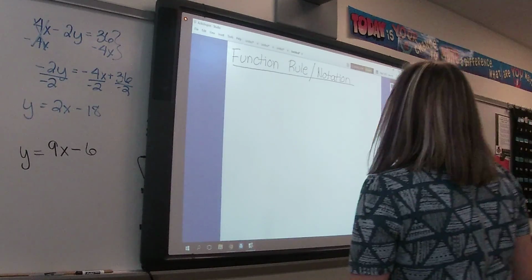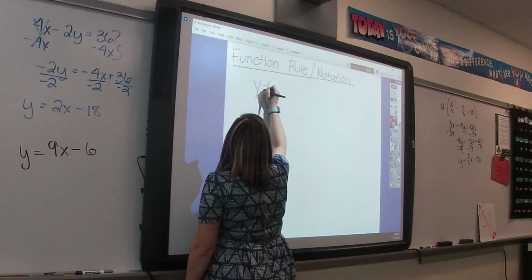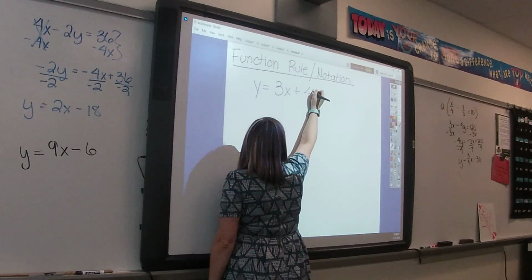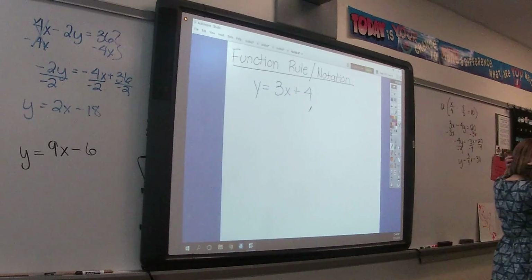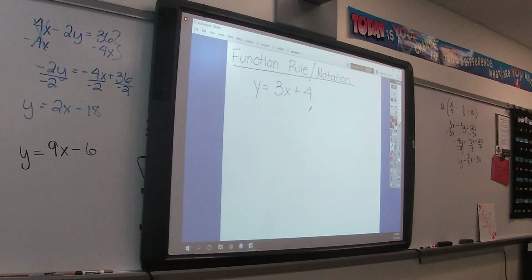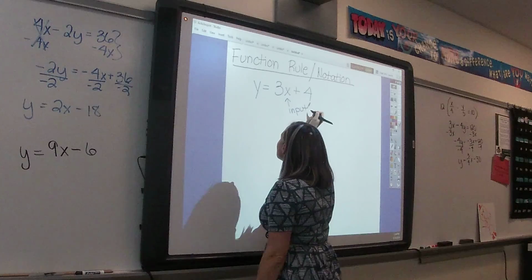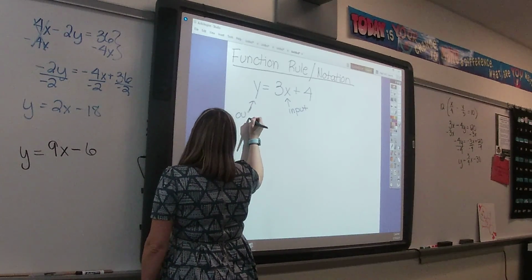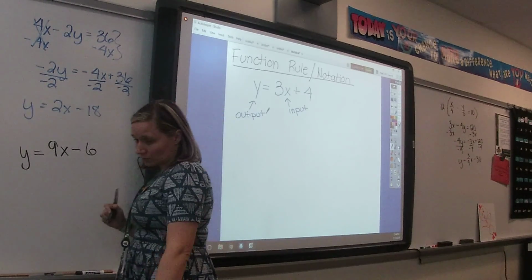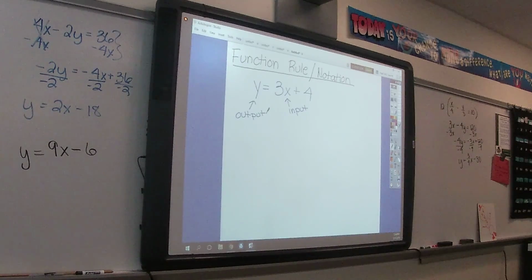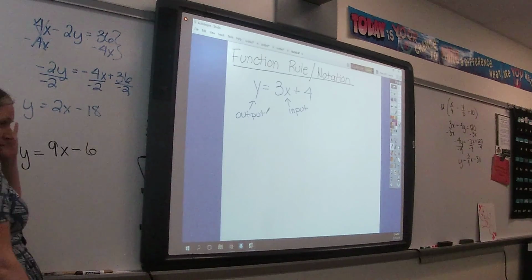So if we have something like y equals 3x plus 4, this is a function rule. It tells us that x is going to be our input and y is going to be our output. And usually a function rule is something that students have seen before. It's the function notation that we make the jump to in a minute.